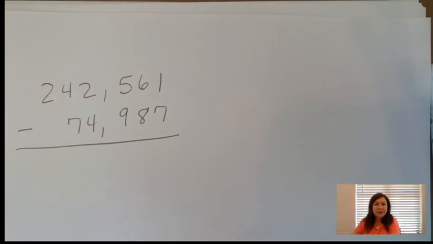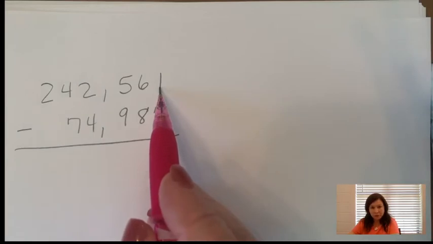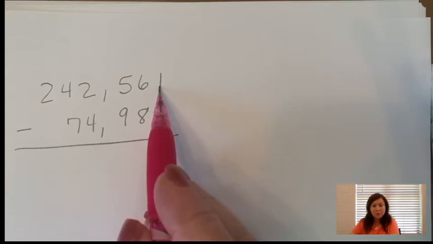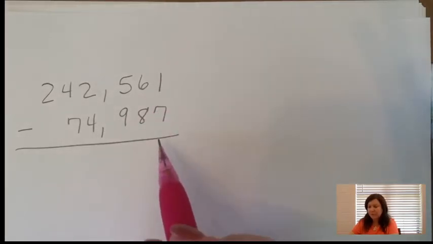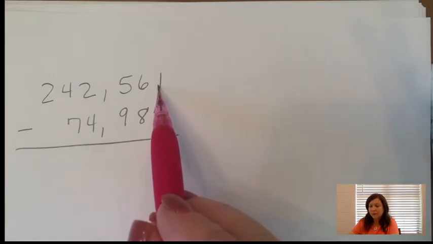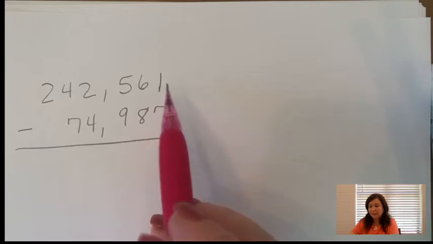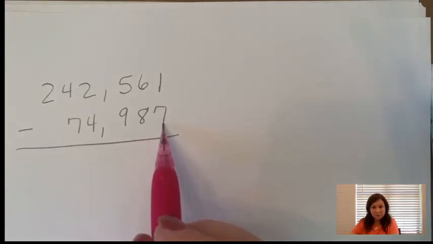Okay, so thinking back to your place value chart that maybe you have worked on in the past, think back to the column that's all the way to the right. It is called the what? That's correct, the ones column. So we're going to start right here with our digit 1 that's in the ones column. Now, do we have enough ones in our top number to subtract the ones in the bottom number?